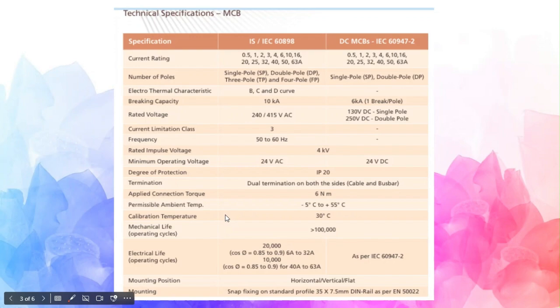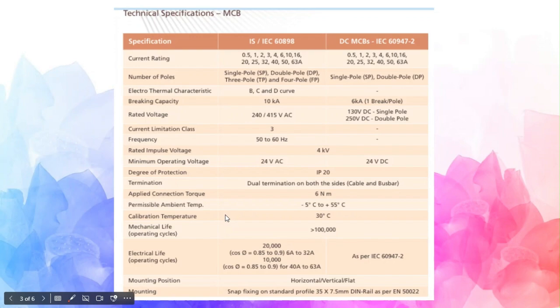Permissible ambient temperature: the device operates between minus 5 degrees centigrade to 55 degrees centigrade. This is another important aspect. Whenever we design, we need to check the ambient temperature. That is a very important issue. There are many areas where the temperature is below 5 degrees, and many areas, particularly within the plant, for example, within the steel plant, there are areas like SMS where the ambient temperature is much higher than 55 degrees centigrade. In that case, we need to go for special devices.